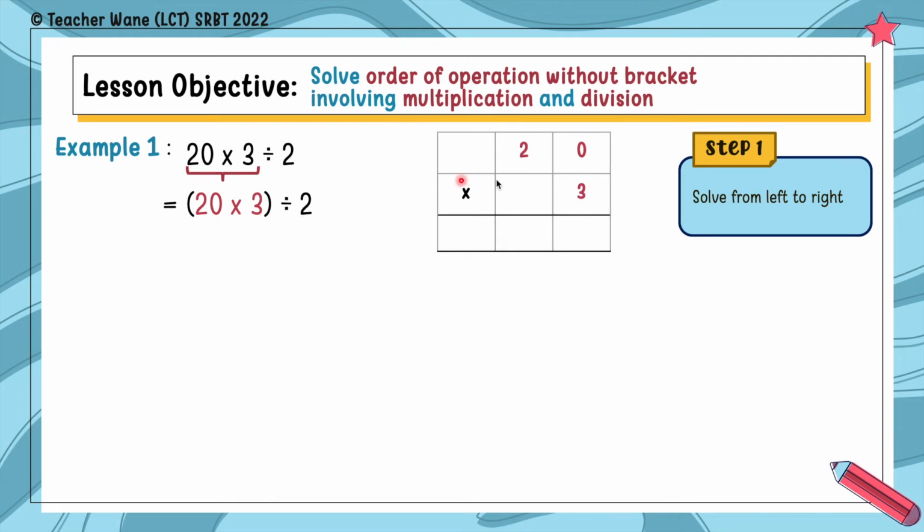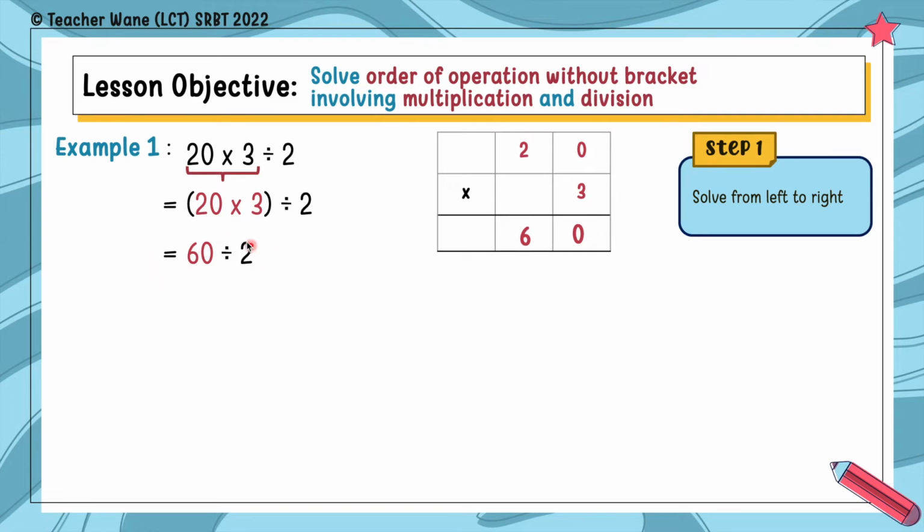I will show you the working here. So what is 3 times 0? 3 times 0 is 0. Next, what is 3 times 2? 3 times 2 is 6. So the answer here is 60. I will write here 60 divided by 2.